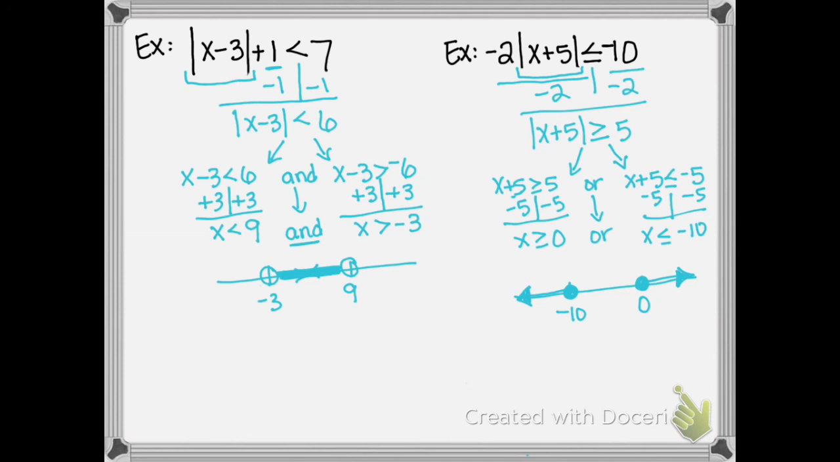So our graph shows that anything from -10 to the left is part of our solution set, is a member, and anything from 0 to the right would also be a member of our solution set.